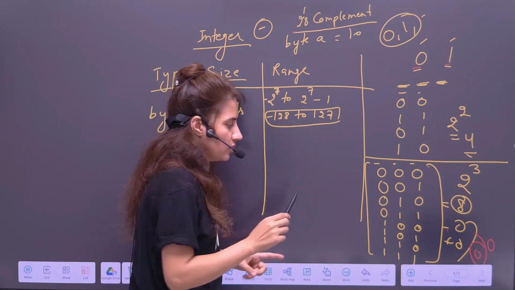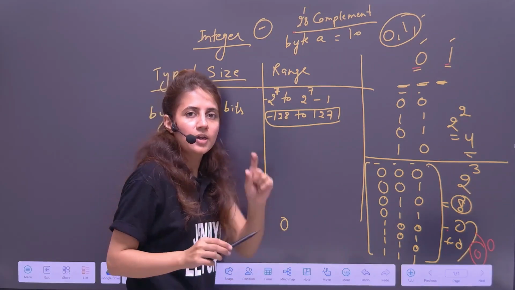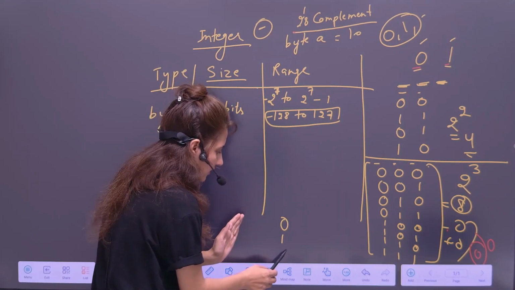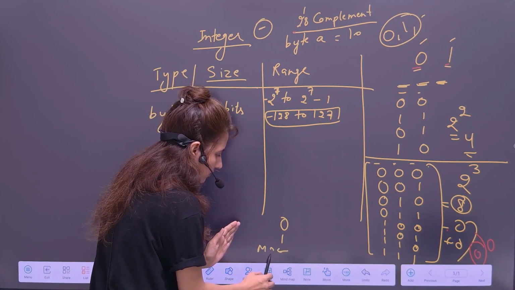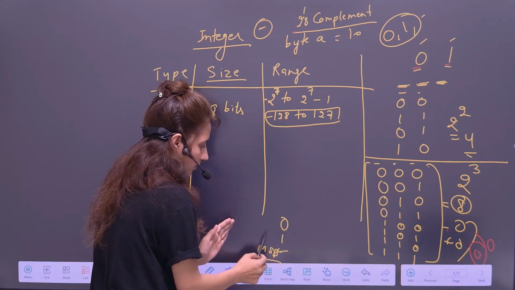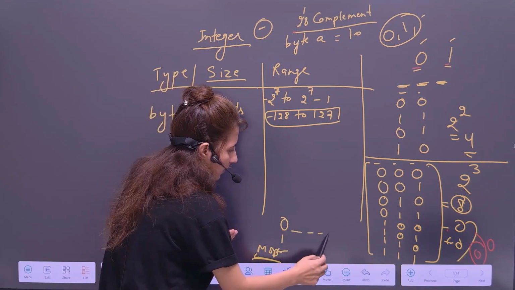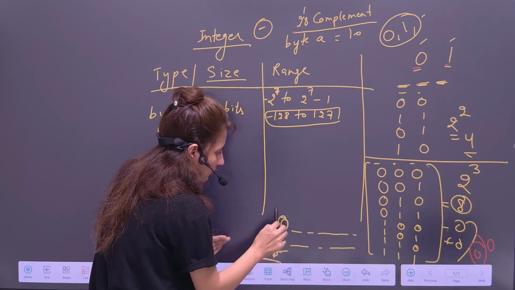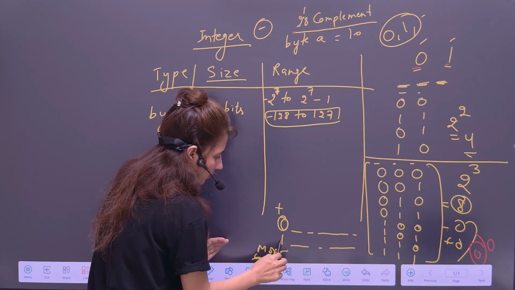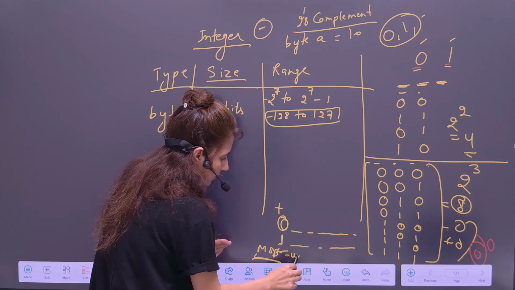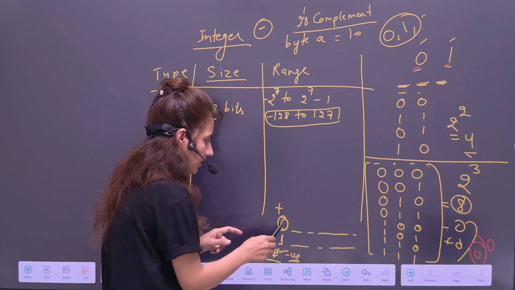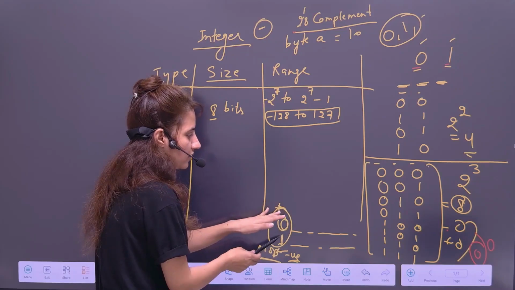If a number is positive, the bit would be 0. If the number is negative, the bit would be 1, and that is the MSB, this side bit. And here is the magnitude of the number. If the bit is 0, the number is positive. If the bit is 1, the number is negative. The most significant bit represents this, so one bit is reserved for sign.